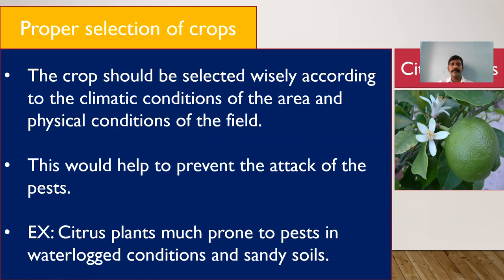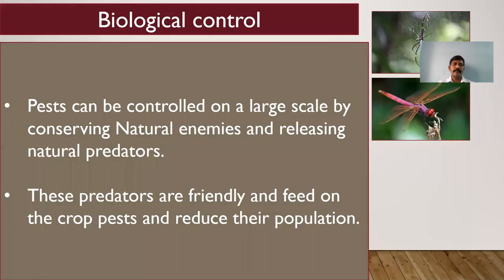Think wisely: depending upon the nature and properties of the soil, we have to choose the crop. Then biological control. Here our crop is infected, so what do we have to do? Should we use pesticides or insecticides? Okay, don't use pesticides. Why? Those are harmful to nature and cause harmful effects on human beings. That's why don't use those pesticides. Use these biological controlling methods.